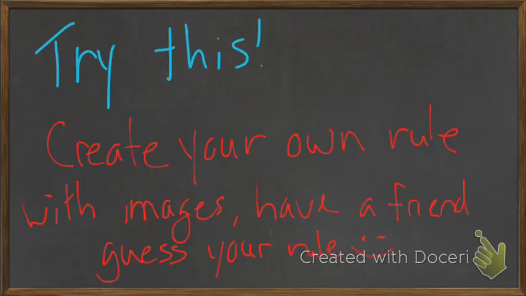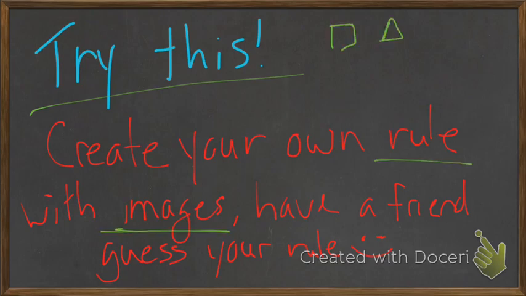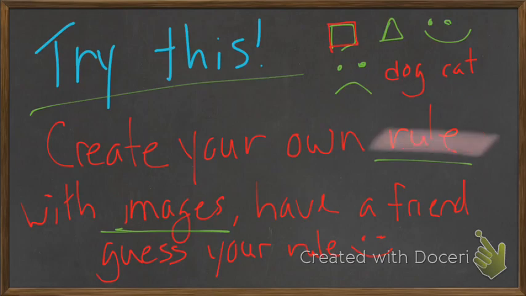So, try this. I want you to create your own rule with images, okay? You can use squares, triangles, happy faces, sad faces. I can't draw a dog, but maybe a dog, cat, animals, pets, whatever you have. Use any symbols, any figures, and create your own rule, okay? We're going to get together and try to find out each other's rule. I think it's going to be a lot of fun.